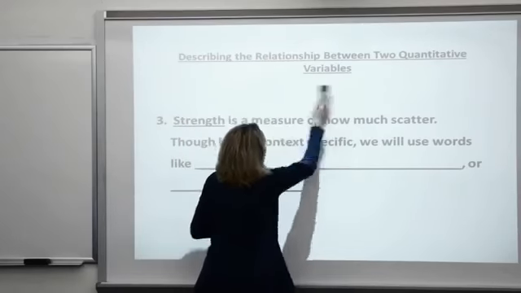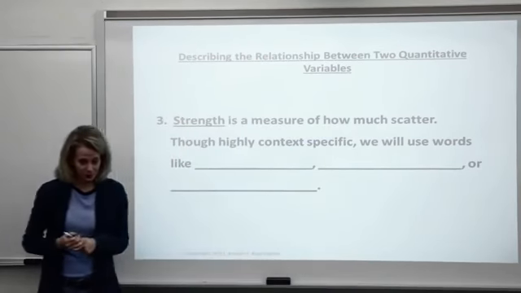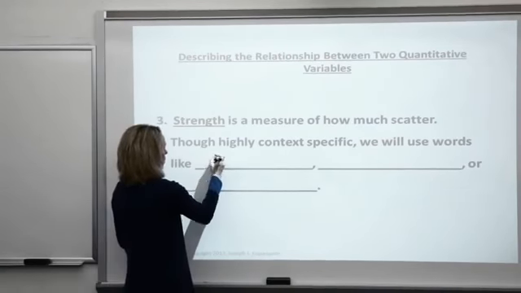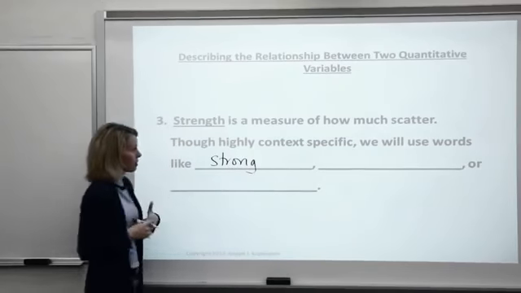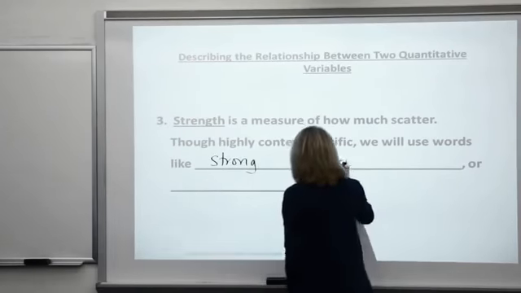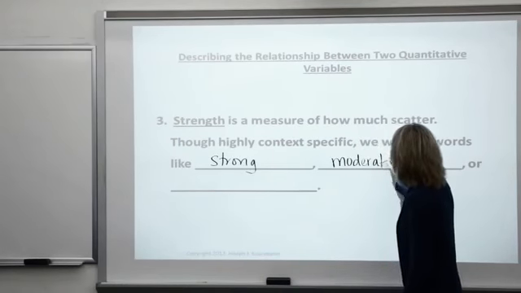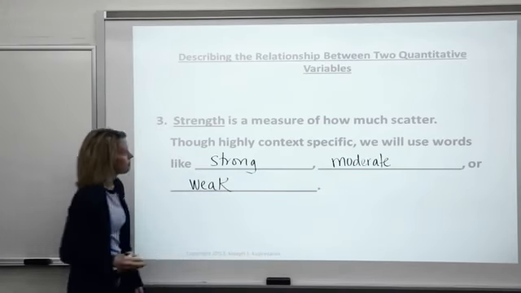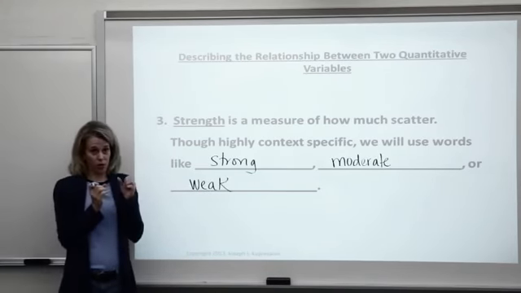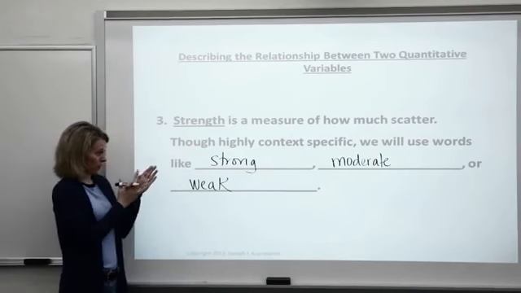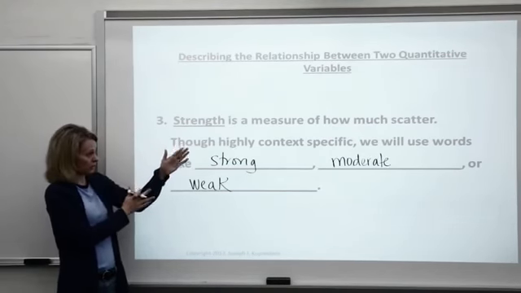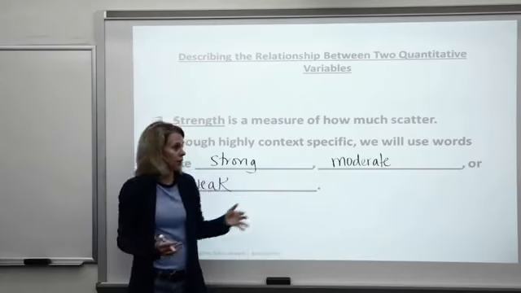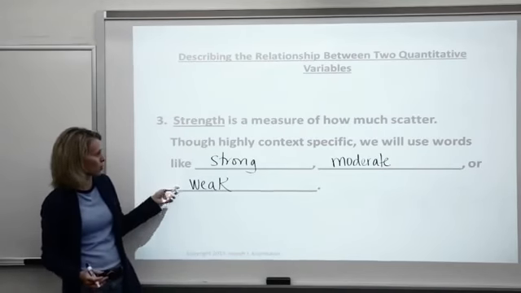The third thing we'll describe is the strength of the relationship. For now, to describe the strength, we'll say that the strength is strong, moderate, or weak. And strength is a measure of how scattered those points are. If your points are very tight around the line there, we have a strong relationship. If they're a bit more spread out, the relationship's more moderate. And if they become even more spread out, they're somewhat weak.